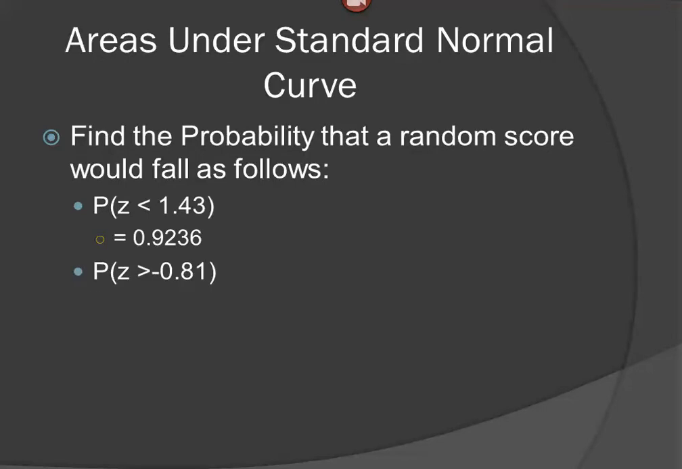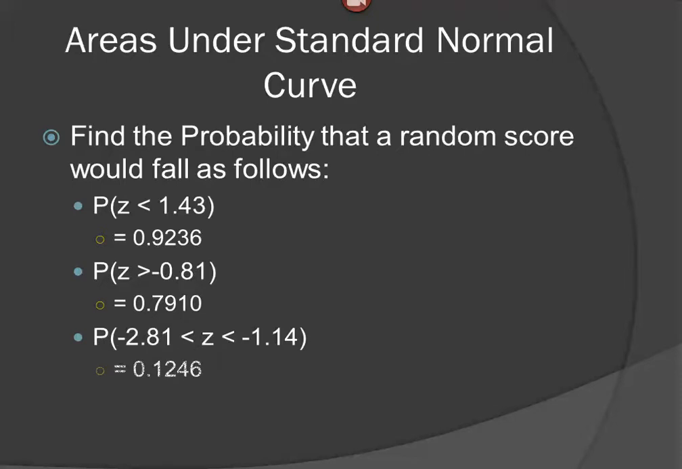Here's the next one. What's the probability a given z-value would be greater than negative 0.81? The answer for this one is 0.7910, or 79% probability. The probability that z would be greater than negative 2.81, and at the same time less than negative 1.14.